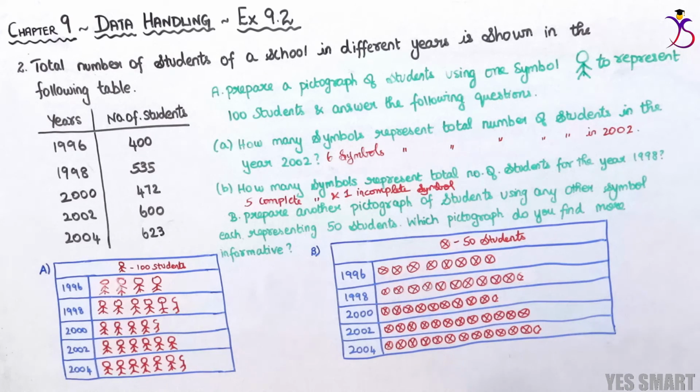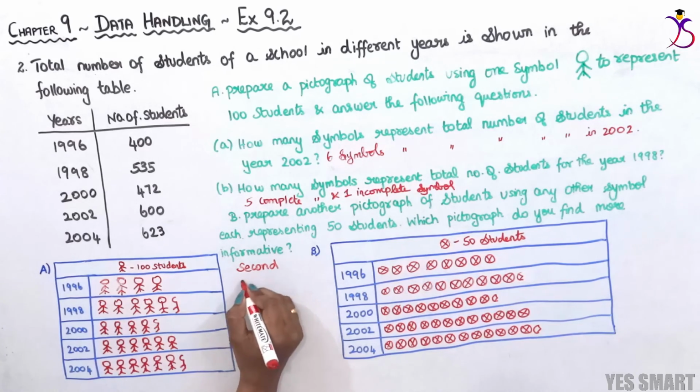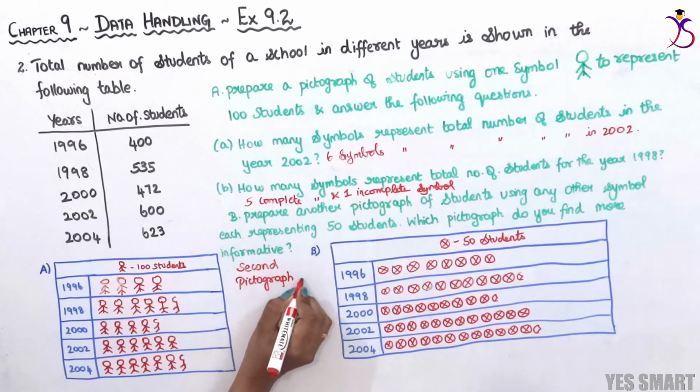So we have that extra information of it is definitely greater than 450. However, on observing the pictograph A, we are not sure whether it is greater than 450. All we could say is it is greater than 400. Therefore, this extra information we got from the pictograph B. Hence, second pictograph is more informative.